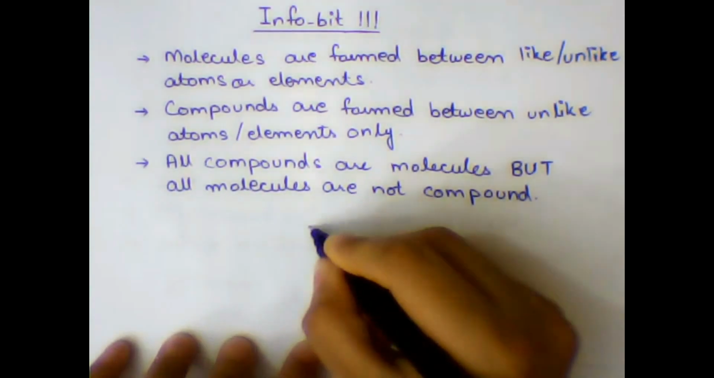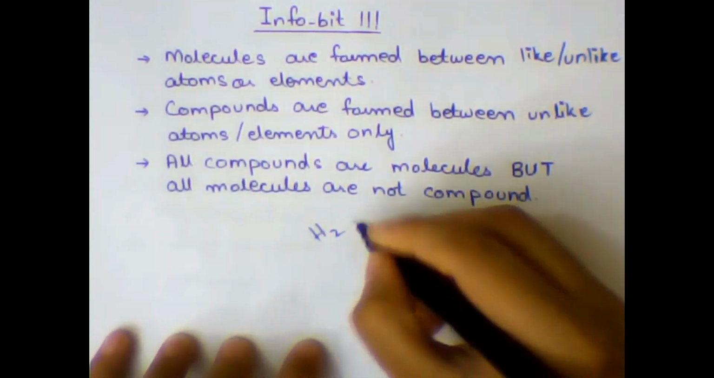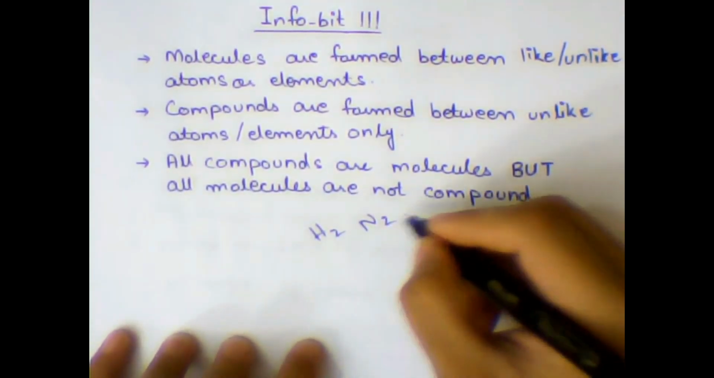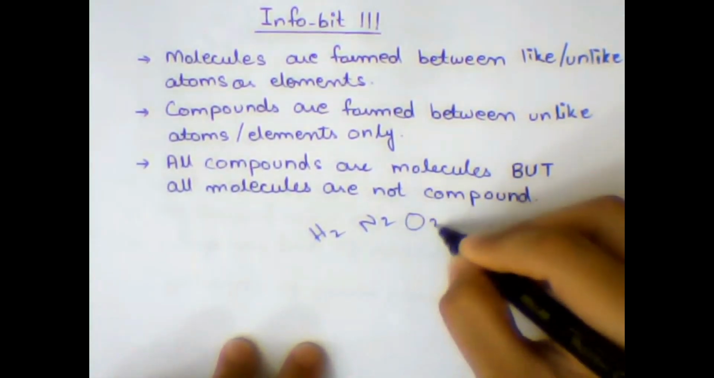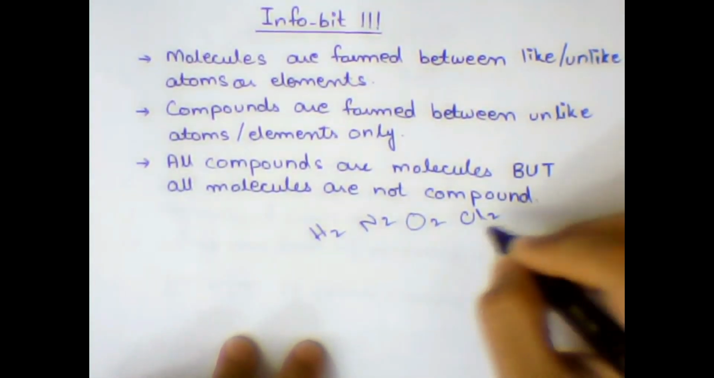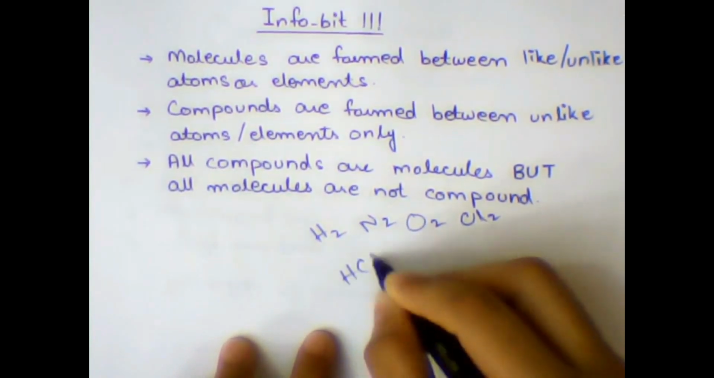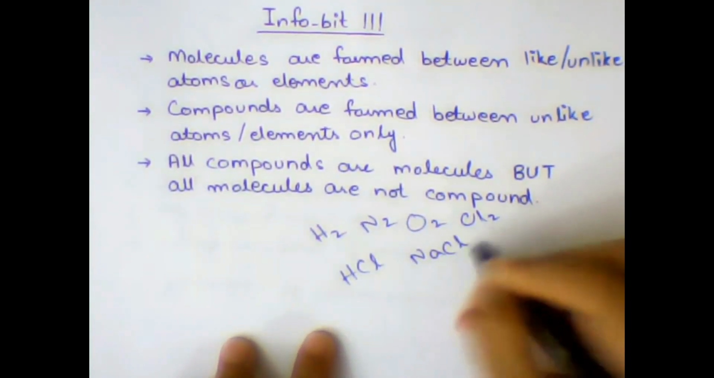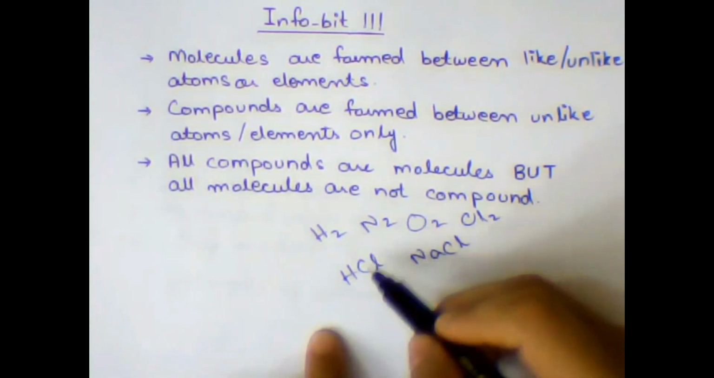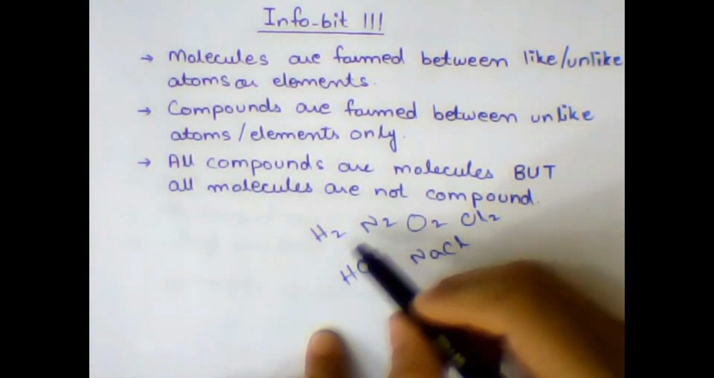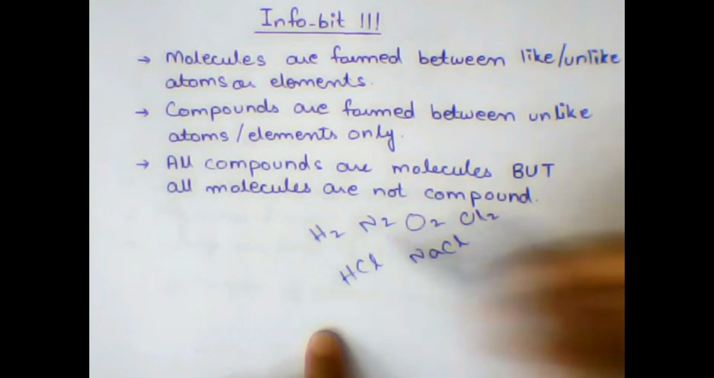For example, H2, N2 are molecules, O2, Cl2 are molecules. In contrast, HCl, NaCl are compounds. They are molecules as well, but they are not compounds. So this is the difference between molecules and compounds.